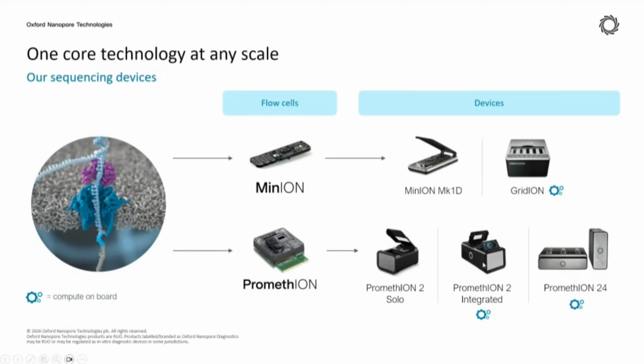And if we have a large number of samples to be sequenced at the same time, and we need high throughput for each of the samples, then the option could be the PromethION 24. It can run 24 PromethION flow cell sequencing runs at the same time.